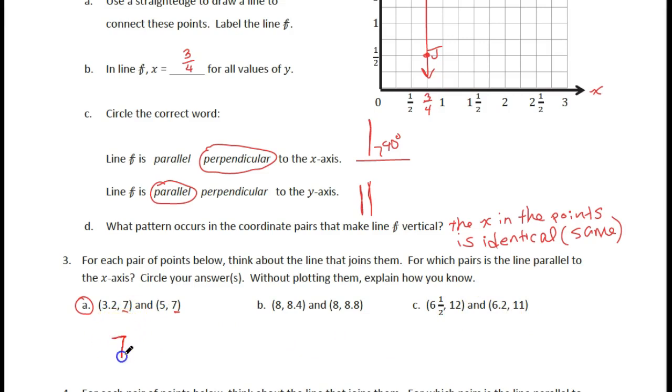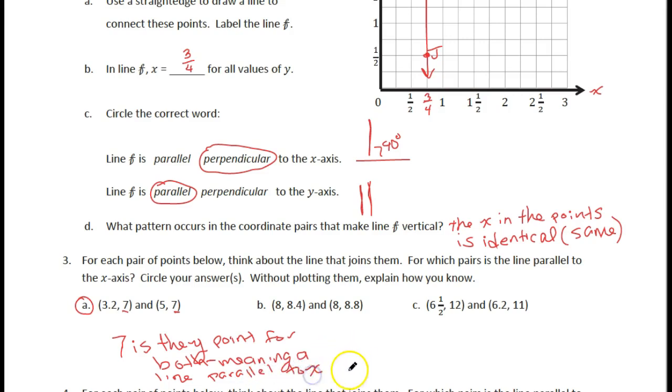So 7 is the y point for both. Meaning, make a little line here, meaning a line parallel, P-A-R-A-L-L-E-L, to x.